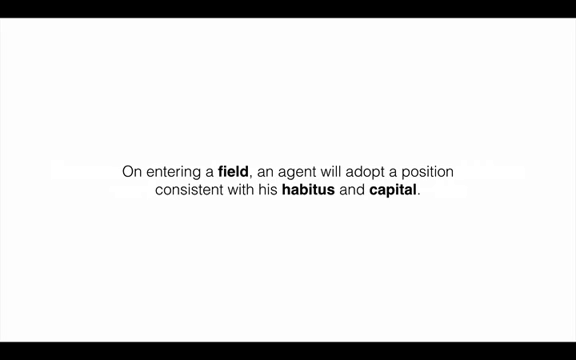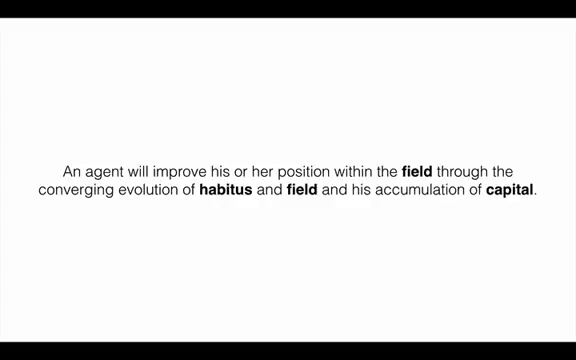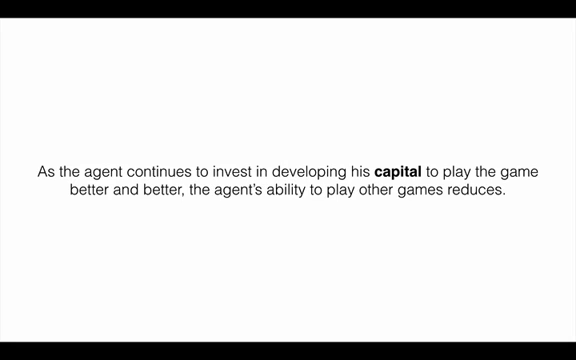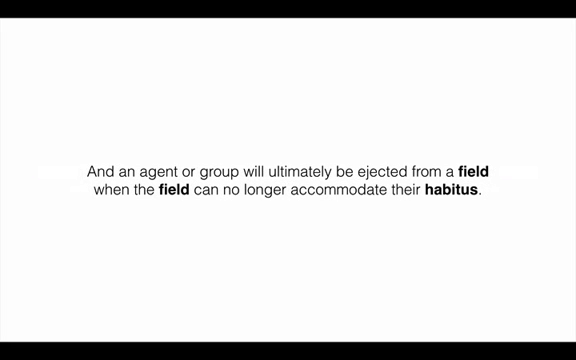On entering a field, an agent will adopt a position consistent with his habitus and capital. An agent will improve his or her position within the field through the converging evolution of habitus and field and his accumulation of capital. An agent's position will worsen through divergence between their habitus and the field and through devaluation of their capital. As the agent continues to invest in developing his capital to play the game better and better, the agent's ability to play other games reduces. And an agent or group will ultimately be ejected from a field when the field can no longer accommodate their habitus.